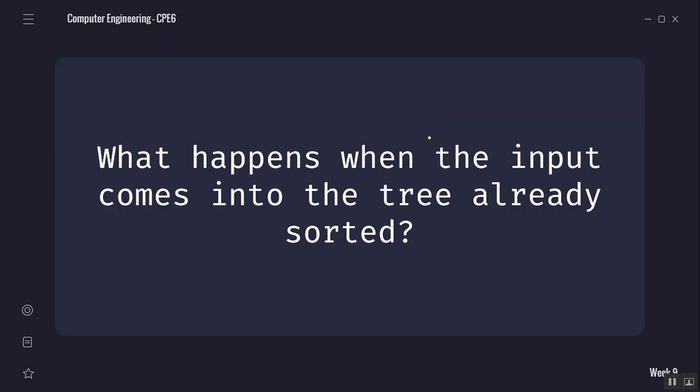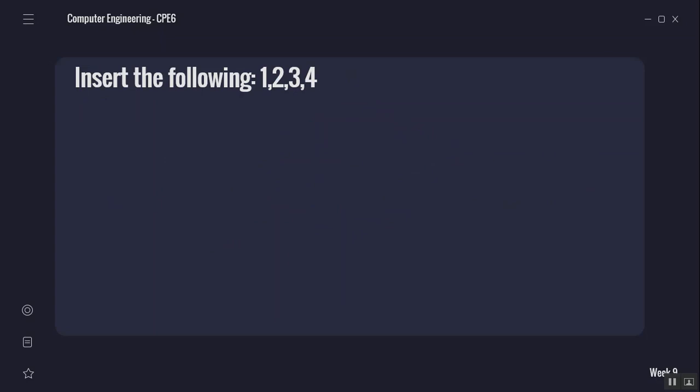Now what happens when the input comes into the tree already sorted? Remember that each time that we insert a value, it's not always a one-process insert. We insert these values one by one. So for example, we need to insert 1, so this is 1. We need to insert 2, so that's 2. We need to insert 3, and then we need to insert 4. So that's one by one insert.